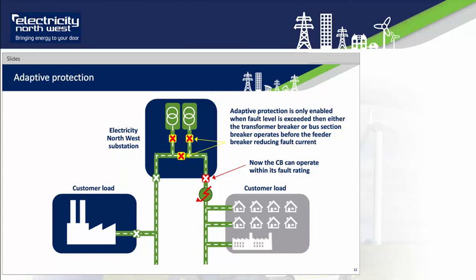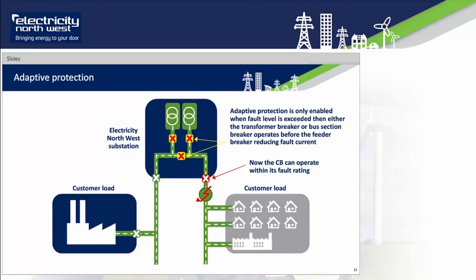Adaptive protection alters the sequence in which our network breakers operate. The red squiggly line or the arrow depicts a fault in our network. All protected devices start to operate, but the one closest to the fault operates first and disconnects the customers on the network beyond the fault.